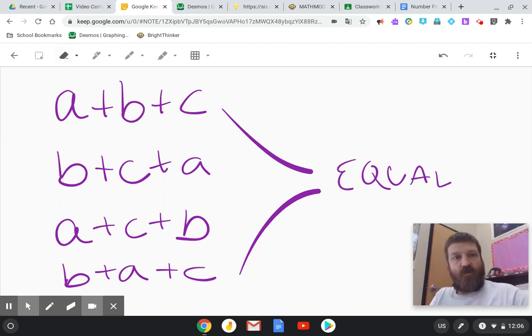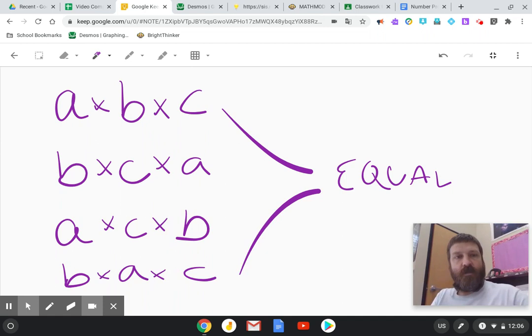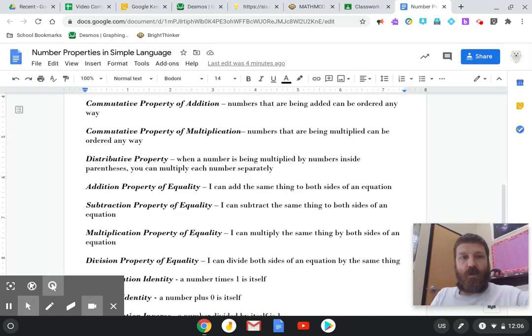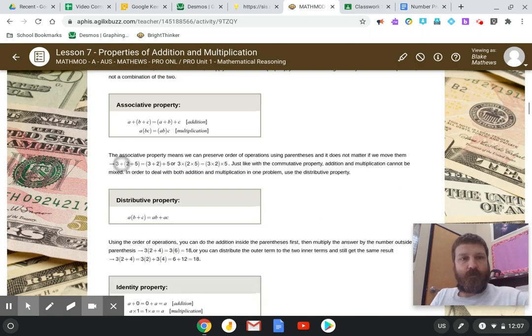The same thing is true of multiplication, just to drive this point home. A times B times C is the same as B times C times A, is the same as this, is the same as this. So the commutative property tells us that it doesn't matter what order you multiply numbers or what order you add numbers, as long as it's all addition or all multiplication, you get the same answer. All right, that's the commutative property.